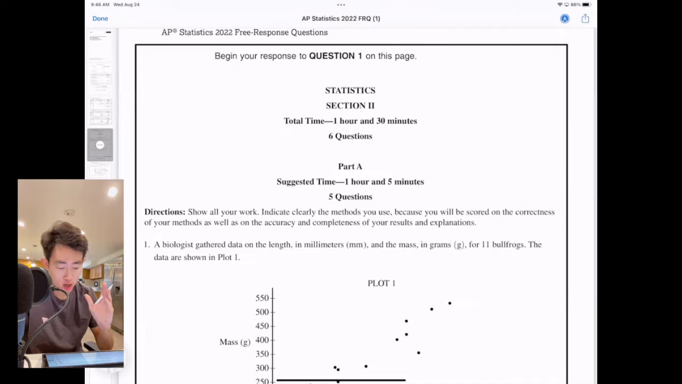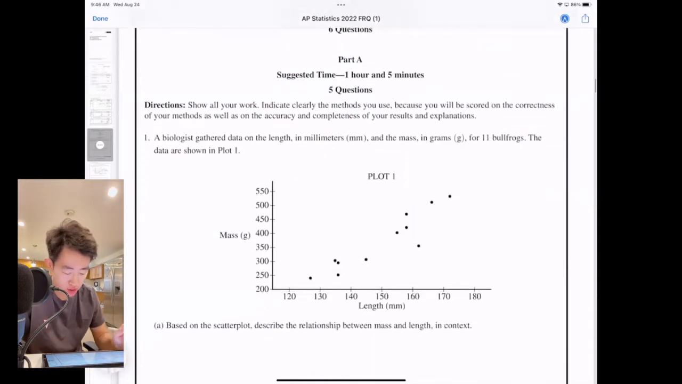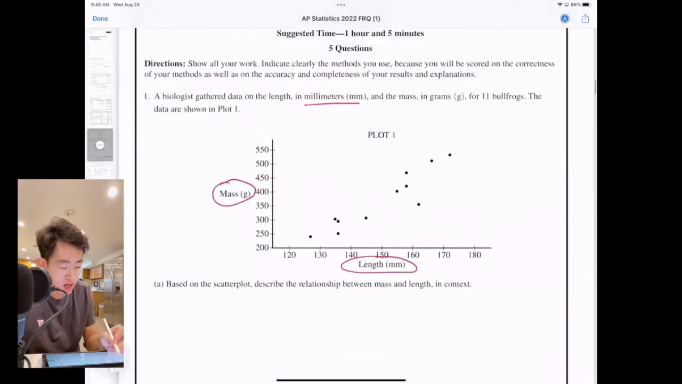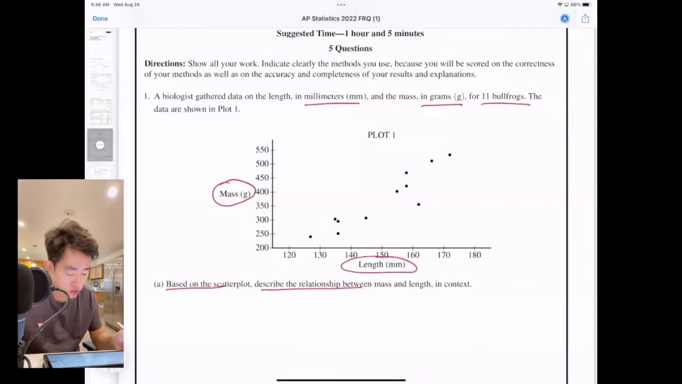For the first question, we have a scatter plot of the explanatory variable and the response variable as indicated right here. A biologist gathered data on length in millimeters and mass for 11 bullfrogs. The data are shown in plot 1. Based on the scatter plot, describe the relationship.